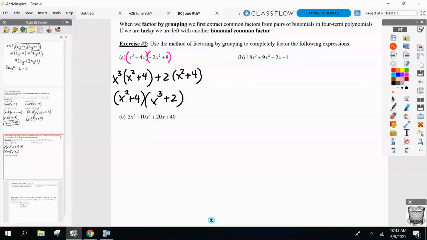Okay, a couple things here because this was your first one. Grouping method will only work if what's left over in your parentheses are the same. All right? Because I can't take a GCF out if they're not the same. So grouping only works if what's inside your parentheses is the same. What's inside your parentheses must be the same for you to continue grouping. If it's different, no good.